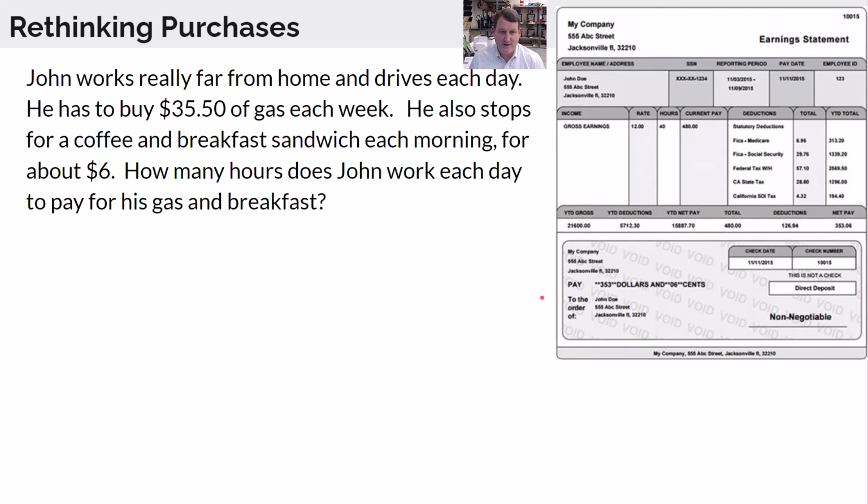All right, so let's do this. One thing I notice here is that we want for each day how much he pays for gas, and this is each week. So the first thing we need to do is convert this gas number into how much he pays for gas each day. So let's come down here and I'm going to write some stuff down. We have $35.50, and that is per week. That slash mark there means per. So $35.50 per week, WK.